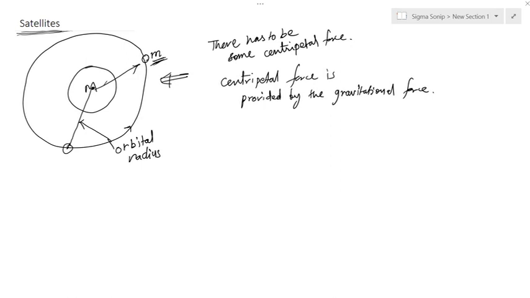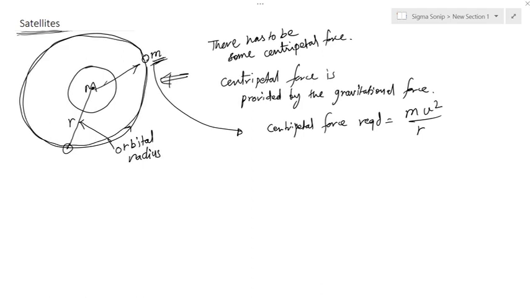So let's first look at this object here. Let's first look at the centripetal force required for circular motion of this satellite. So centripetal force required is equal to m v square over r, where v is the speed of this small satellite in its circular path, and r is the orbital radius, because this is moving in a radius of r. And where is it coming from? It is coming from the gravitational force.